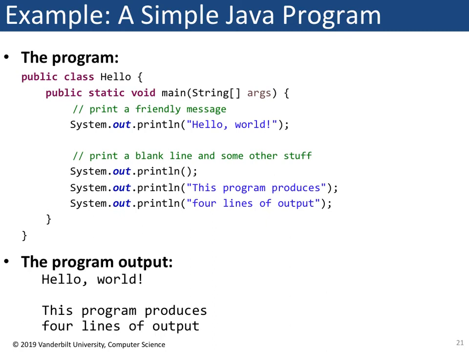So this program is going to print the line hello world. So we have a comment that says it's going to print a friendly message that tells us what the hello world is and what it's doing. And we have another comment here that says it's going to print a blank line and some other stuff. So the first statement that we encounter prints the line hello world.